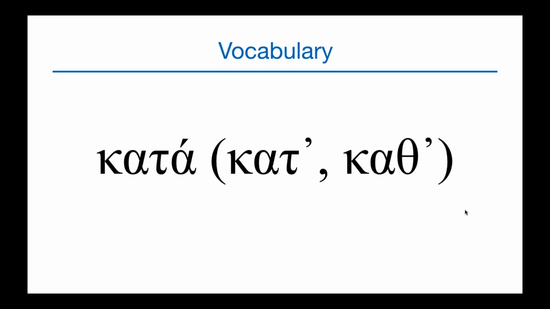Kata is one of the prepositions, so you don't have to memorize it. In the genitive, though, it means against. In the accusative, it means according to. In Ephesians, Paul uses kata in the accusative a whole lot.